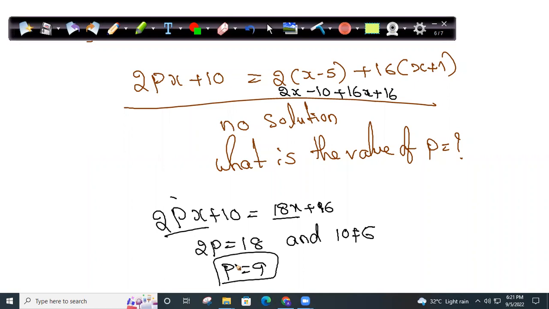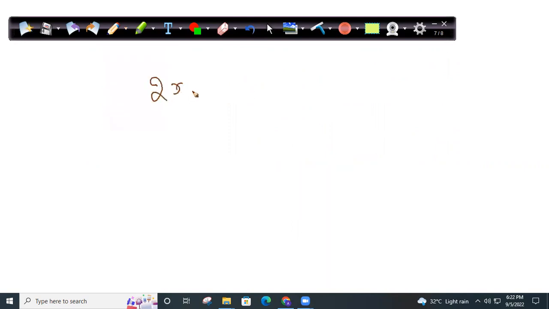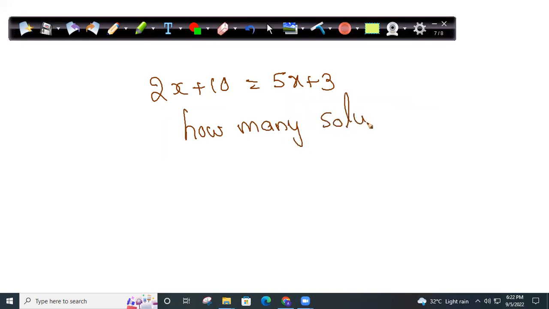Correct, right? So we learned two concepts properly now. One concept is infinite solutions. The other concept is no solutions. Now, the next concept is 2x plus 10 is equal to 5x plus 3. Tell me, how many solutions are there for this?